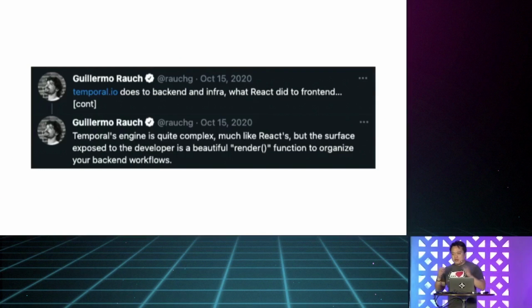But mostly, I'm here because of a tweet made by Guillermo Rauch, the founder of Vercel and Next.js, and a surprising amount of things in the JavaScript ecosystem, because he woke me up to the comparison between Temporal and React. He says, Temporal does to backend and infrastructure what React did to frontend. And I was like, what are you talking about? And then two years later, I realized what he was saying, which is very common with Guillermo's tweets.